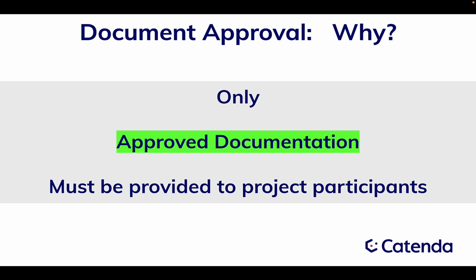What do we mean at Catenda by document approval inside Bimsync? The first thing is: why? Why do we implement such a solution inside the tool? We would like to implement a solution for our users so that only approved documentation is provided to the project participants, which means we want to avoid wrong or outdated documentation going into the wrong hands, which would lead to mistakes on site.